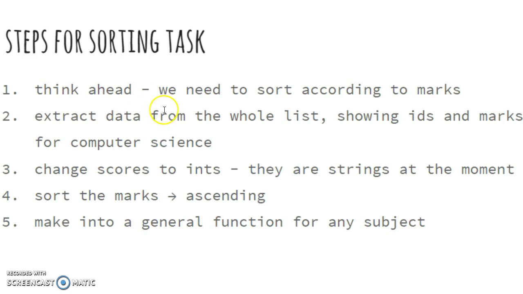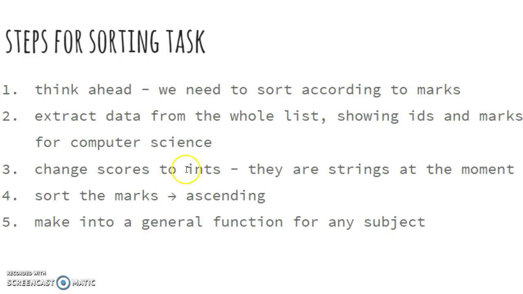We need to take data out from the whole list, so we just have the ID for students and just the marks for one subject. And we're going to start off by just picking one subject, which is the comp sci marks, and working with that, because that helps to get a working solution before we make it more general.